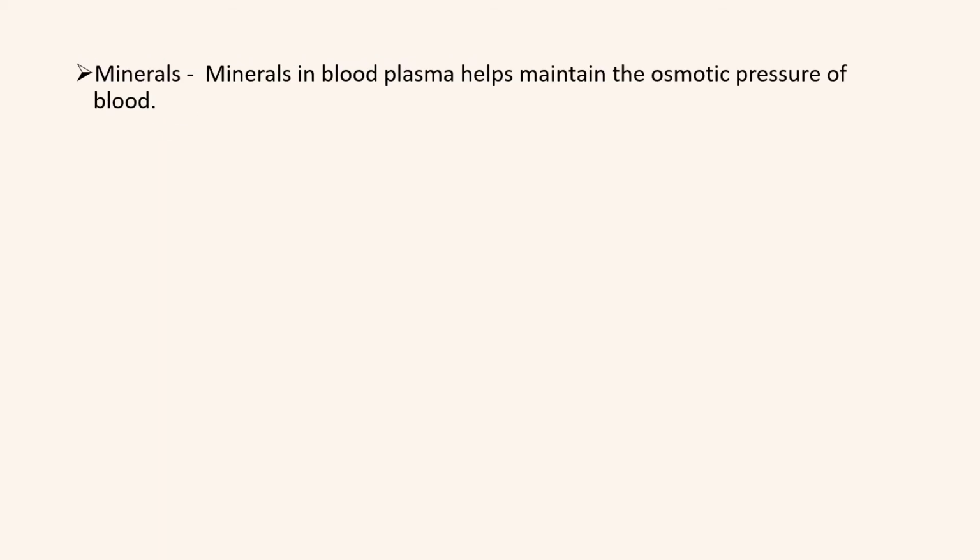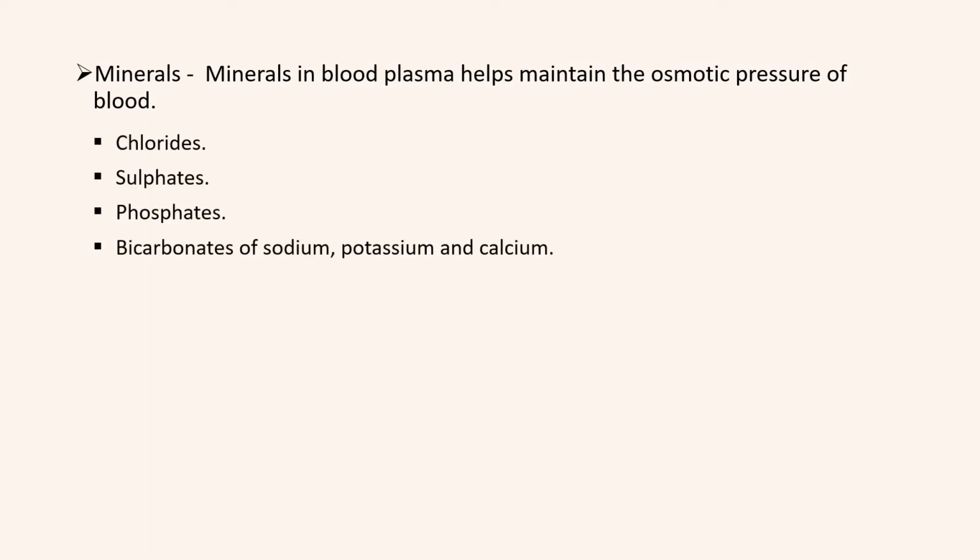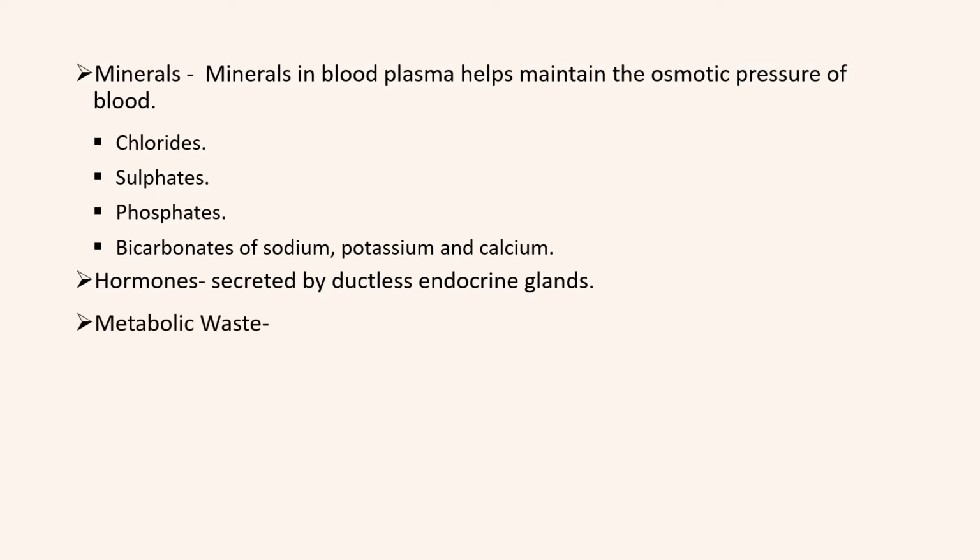Minerals. These help to maintain the osmotic pressure of blood. These minerals are chlorides, sulfates, phosphates, and bicarbonates of sodium, potassium, and calcium. Hormones. Secreted by ductless endocrine glands, they pour directly into the blood to reach target organs. Metabolic waste. The wastes include ammonia, urea, creatinine, and uric acid.